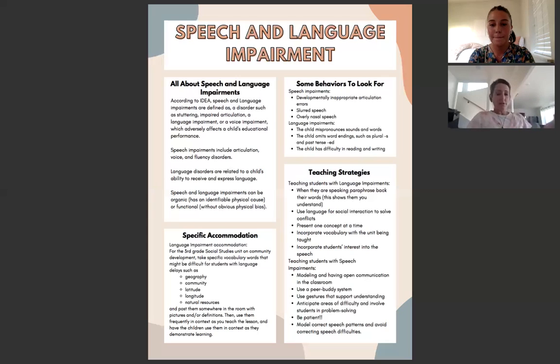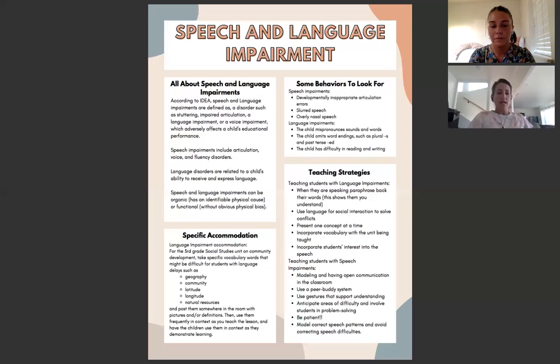So if you take the social studies unit on community development, that's in the third grade UEN core, if you take the specific vocabulary words that you need for that unit, such as geography, community, latitude, longitude, and natural resources, you can post them somewhere in the classroom with pictures to help the students remember what they mean, and or a definition depending on the age of your students.